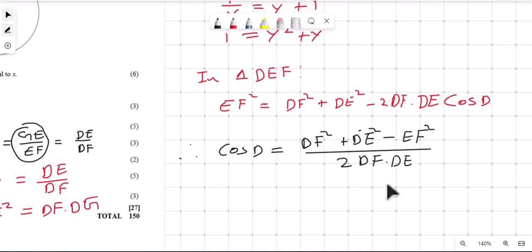Now let's try to look at this. How do you proceed from here? We substitute, I think. What do we have for DF? We also have angle D. Angle D is 72, but my concern was here.